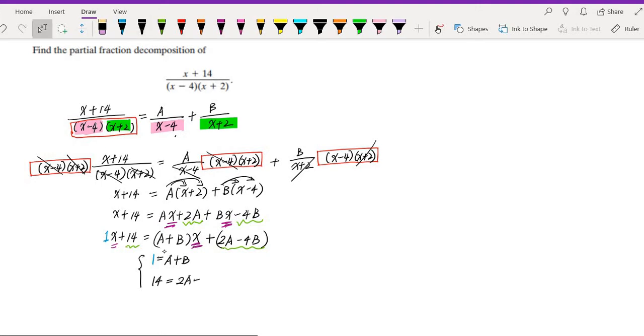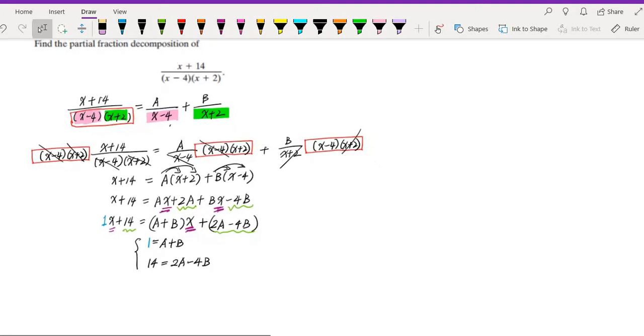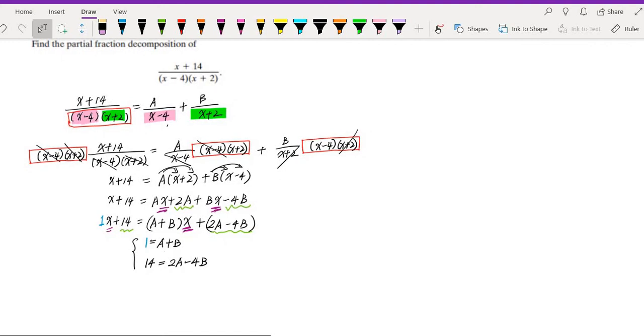So that will be 2a minus 4b. Now we've actually just set up a system of equations with two variables, so we can solve this, right? Instead of writing 1 equal to a plus b, I'm going to rewrite this as a plus b equal to 1, and then 2a minus 4b equal to 14. From here, we can just solve it as a system of equations. You can use any method to do this. We're going to do this really quickly with substitution. So a equal to 1 minus b.